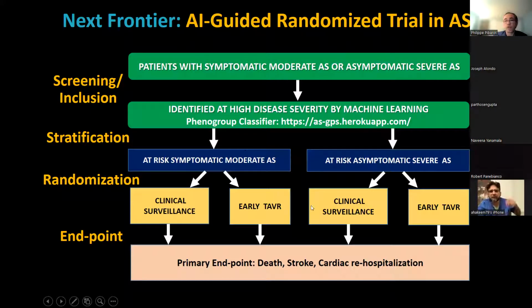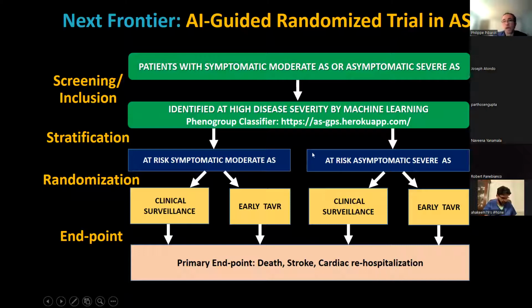And then you could randomize the patients who are at risk, not all comers, because my concern with the ongoing trials is that they are more all comers, and not all patients would benefit from earlier intervention. But if we focus on a group that is at high risk, we may have a better benefit of the earlier intervention. So that would be randomized to early TAVR versus clinical surveillance. Of course, we need to separate those two strata, the at-risk symptomatic moderate AS and the at-risk asymptomatic severe AS. And the primary endpoint could be a composite of death, stroke, or cardiac rehospitalization.